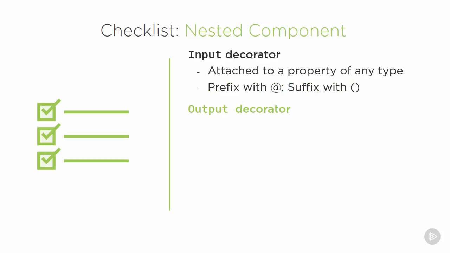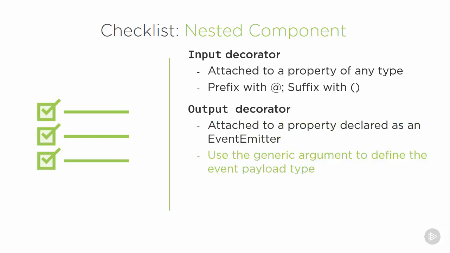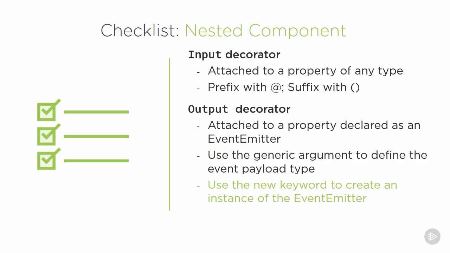Decorate a nested component property with the Output decorator anytime it needs to raise events and optionally pass information back to its container. Only properties of type EventEmitter should be marked with the Output decorator. Use the EventEmitter's generic argument to specify the type of the event payload, and use the new keyword to create an instance of the EventEmitter. Don't forget the @ prefix, and since the Output decorator is a function, suffix it with open and closing parentheses.